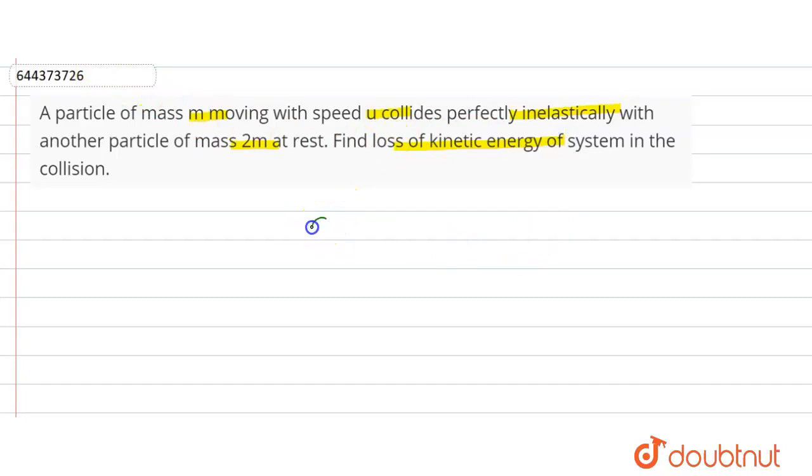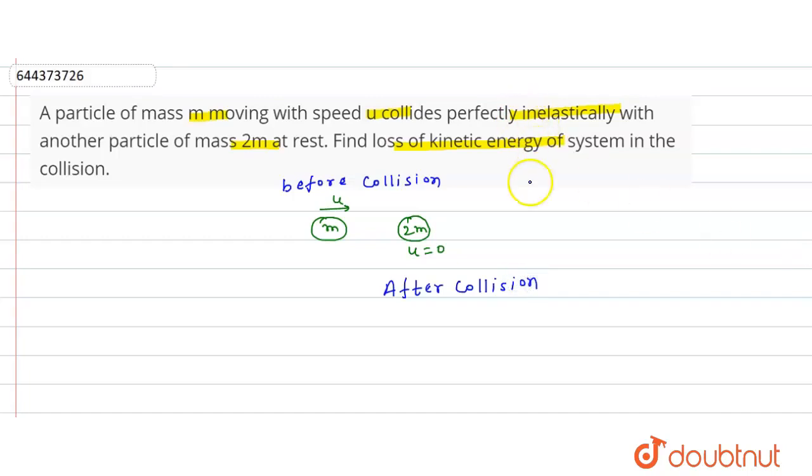Okay, so see here, mass m with velocity u is going in this direction. And after some instant, mass 2m is kept here with initial velocity 0. And this m mass collides with the 2m mass. So this is the situation before collision. After collision, because this is perfectly inelastic, this will be the situation after collision.